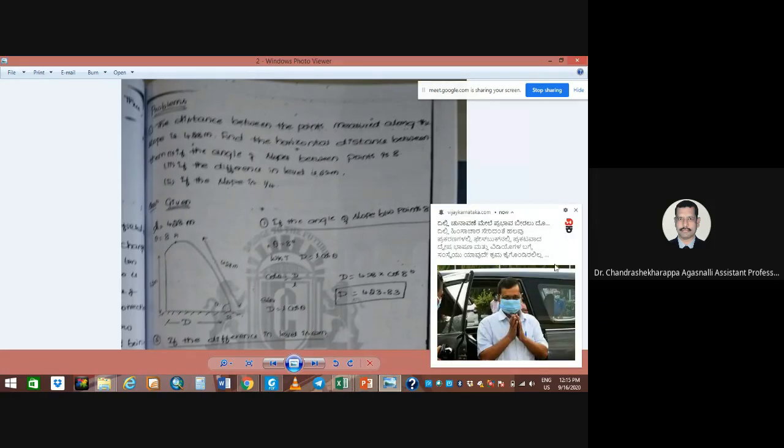The distance between the points measured along the slope is 428 meters. So all we need to do is find the horizontal distance between them, if the angle of slope between the points is 8 degrees, and if the difference in level is 62 meters, and if the slope is 1/4. Okay, so here you can see the given data. What are the given data here? So L is equal to 428 meters, and theta, the angle of inclination, is 8 degrees here. Okay, angle of slope of this, right?